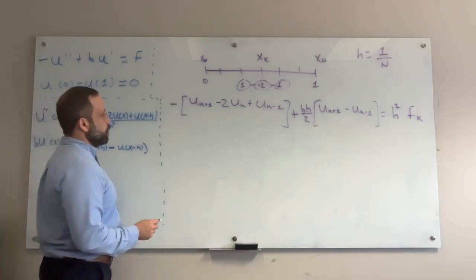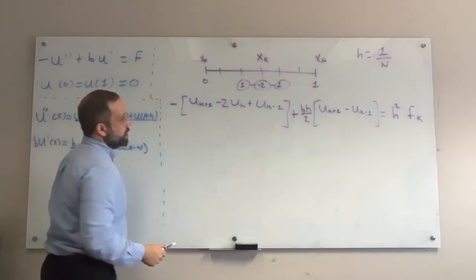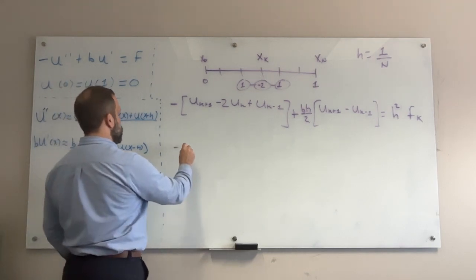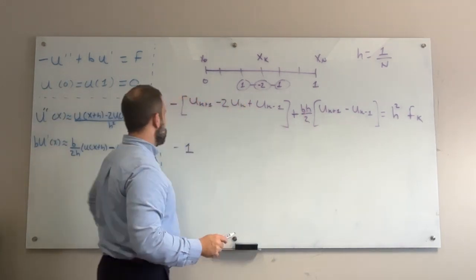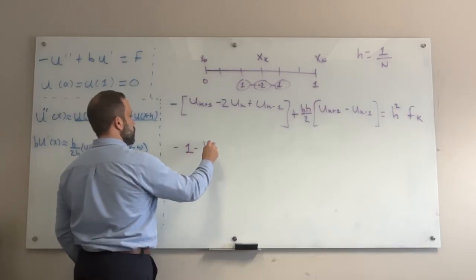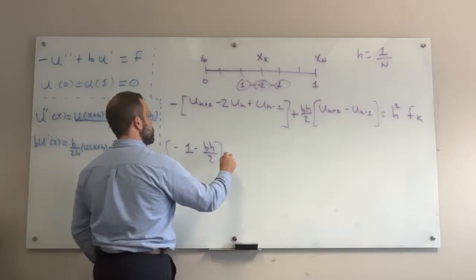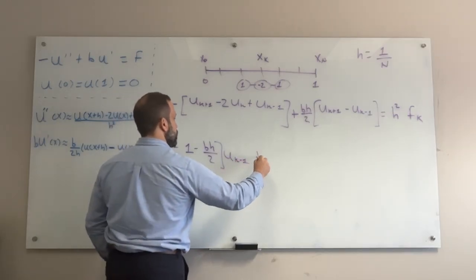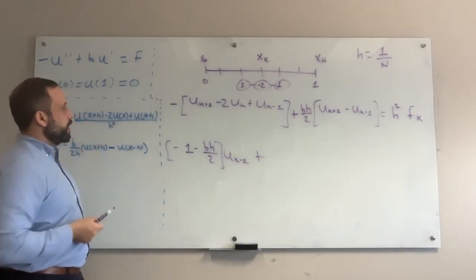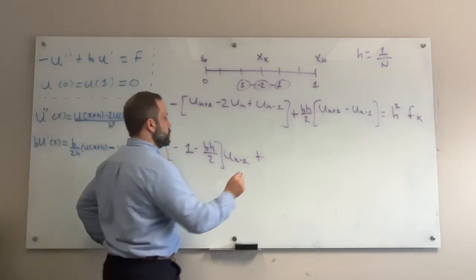Okay, so if I look at the coefficient on uk minus 1, what will I have? Well, I have a minus 1 here, so I'll have a minus 1. And then over here, I'm going to have a minus bh over 2. So it's going to be minus 1 minus bh divided by 2 times uk minus 1. Okay, what about on uk? What is my coefficient going to be? Well, this is the only uk that shows up, so it's going to be plus 2 uk.